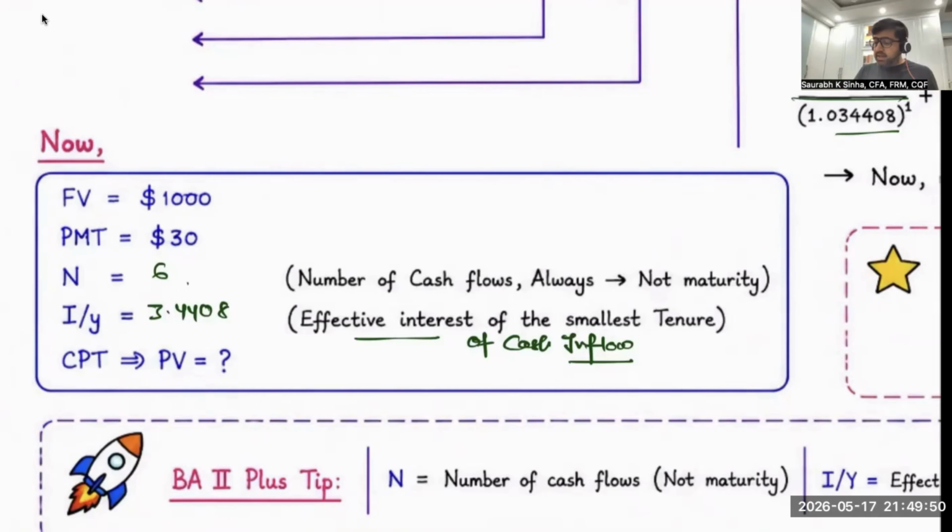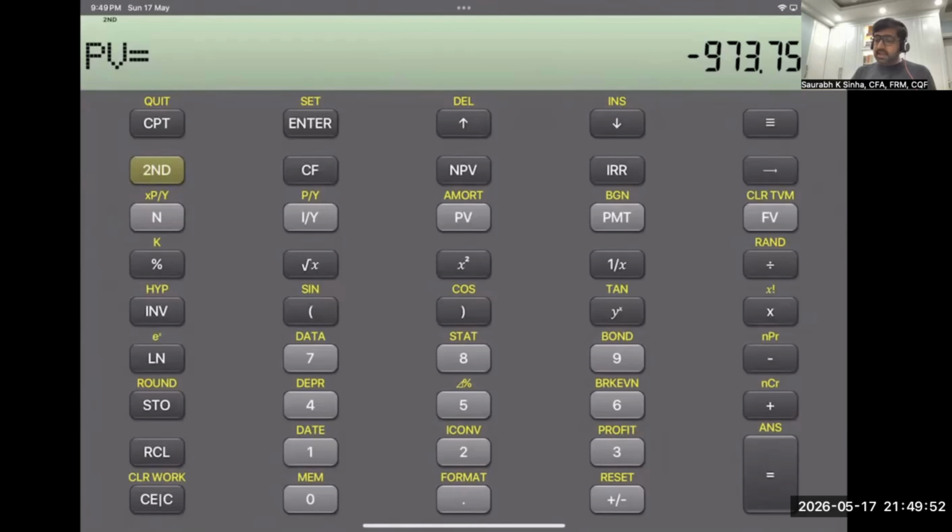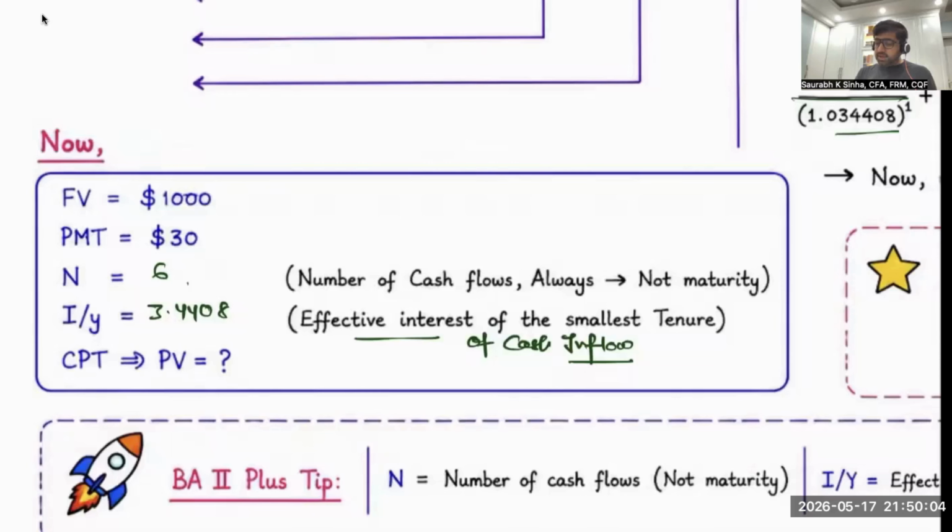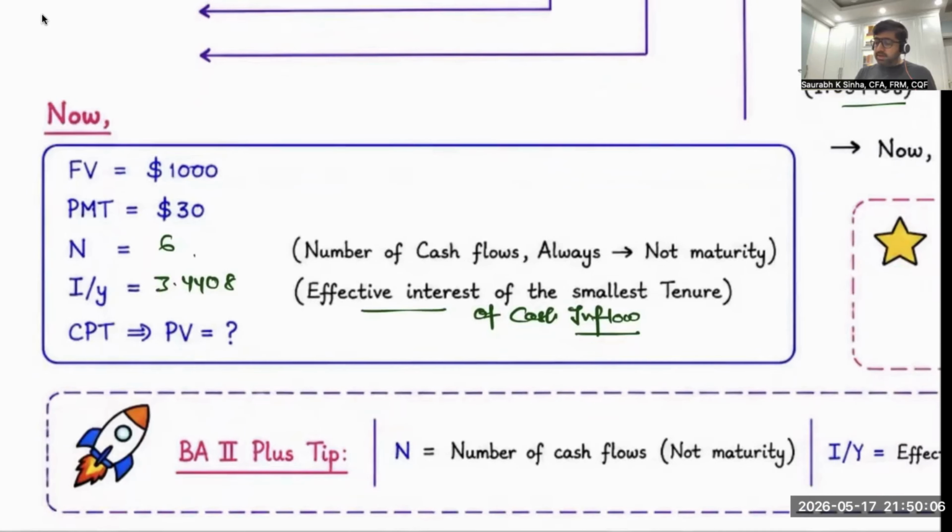So let's do that. Second, clear TVM, second, clear work. 1000 FV, PMT is 30. I/Y is 3 point, let's check, 3.4408.